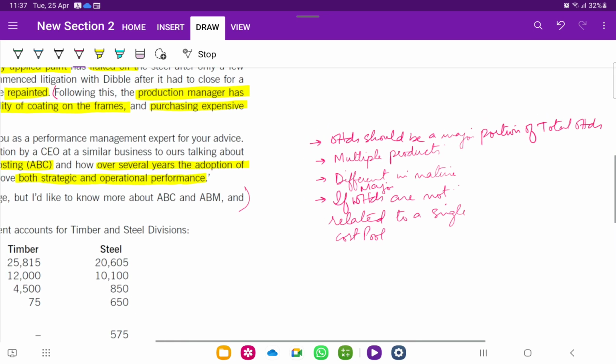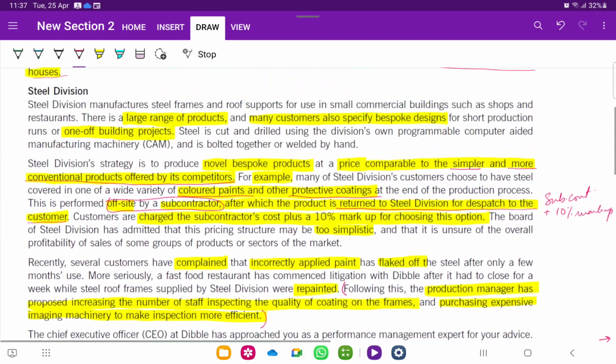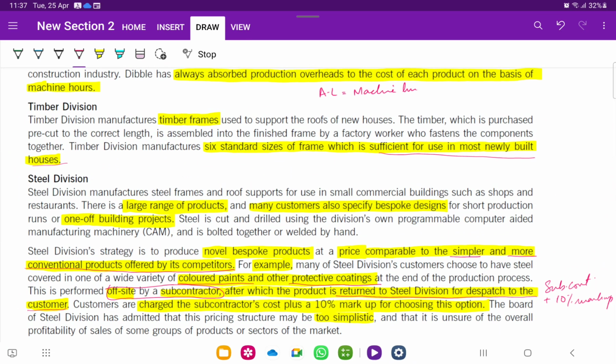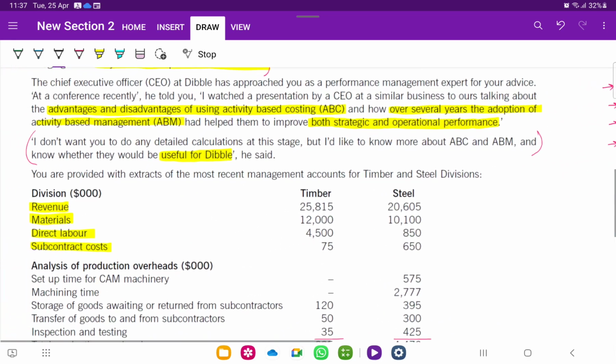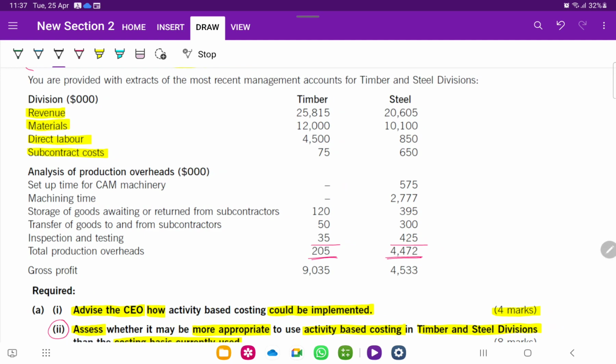So let's try to apply this, right? Let's try to apply these one by one. First, let's start application in the timber division, right? All right. The first thing is that first of all you need to identify whether the overheads are making a major portion of total cost, right? So what are the overheads of timber? The total overheads of timber is 205,000, right? Try to calculate if this is becoming the major cost pool. Sorry, if this is making the major part of your total cost.